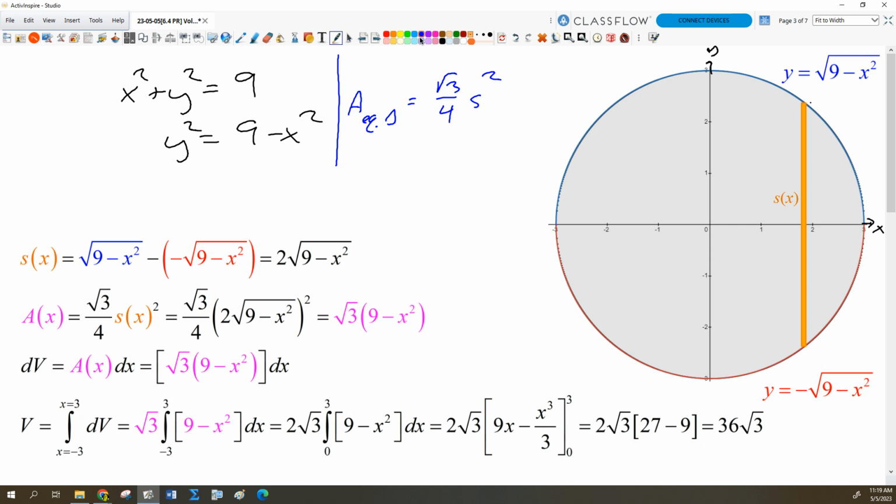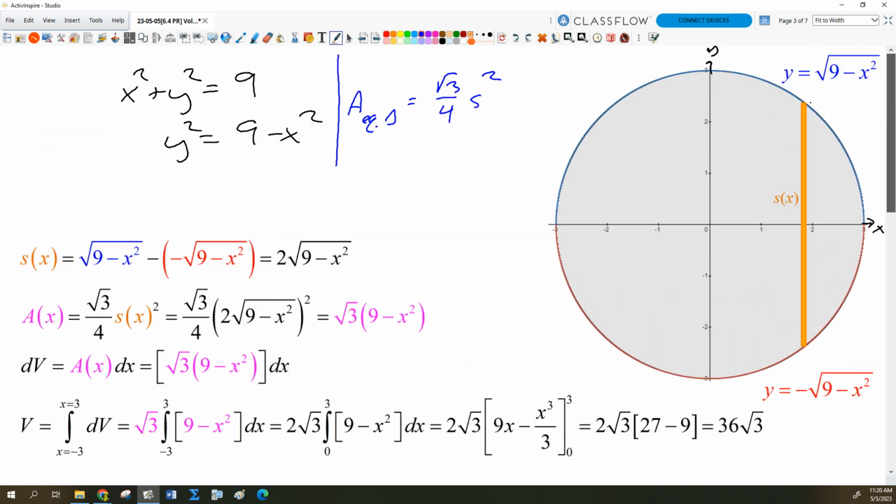Okay, so the area as a function of x would just be the square root of 3 over 4 times s of x squared. Well, s of x squared, that's actually a pretty convenient thing to do, isn't it? Because we're squaring 2 times a square root. So I get 4 times, and I undo the square root, the 4's would cancel. So I get square root of 3 times the quantity 9 minus x squared. Okay? So that's my area of each individual cross section.